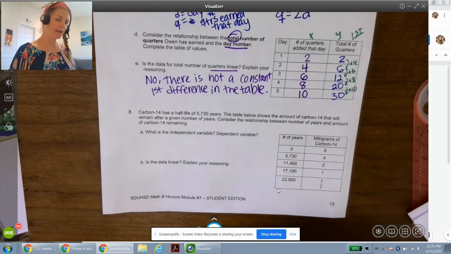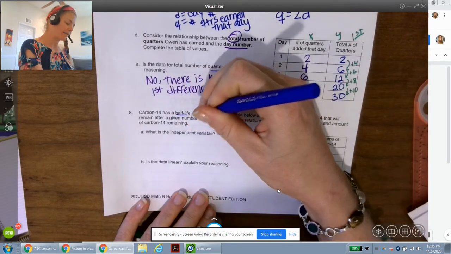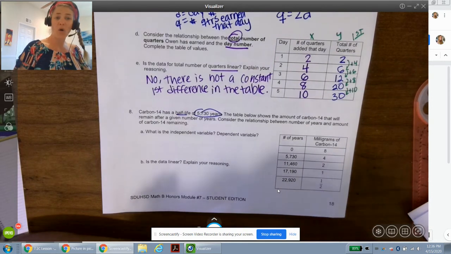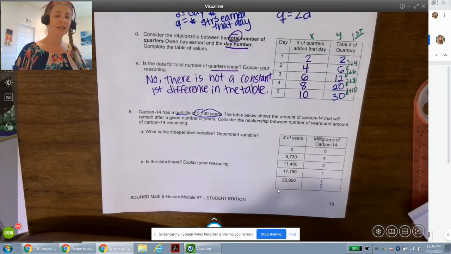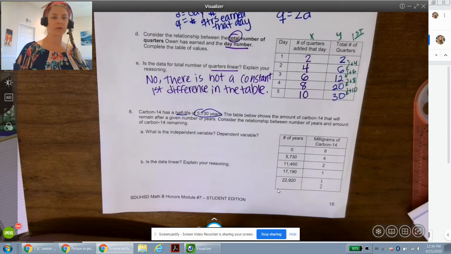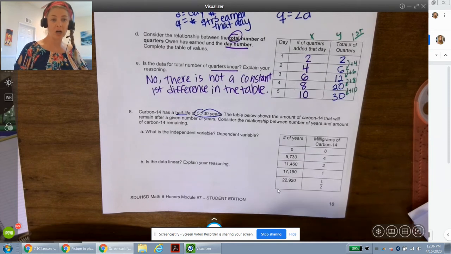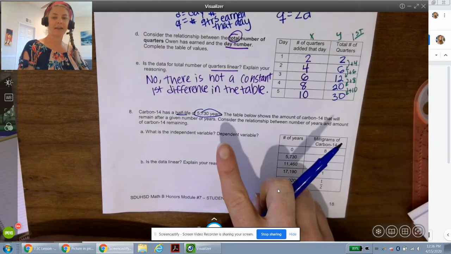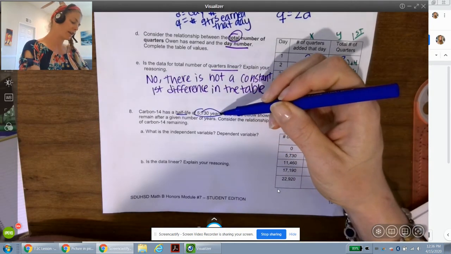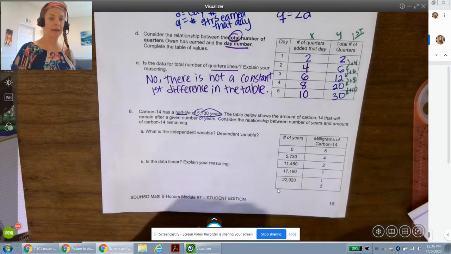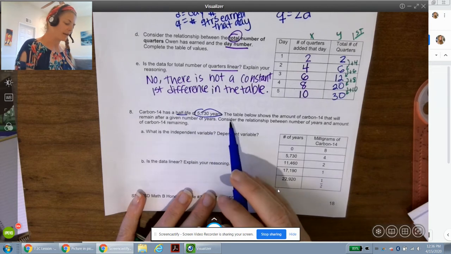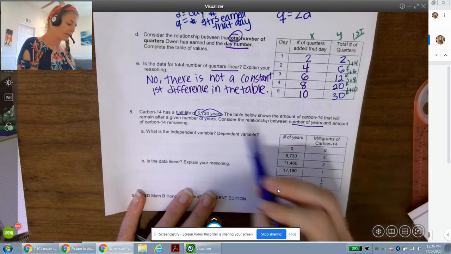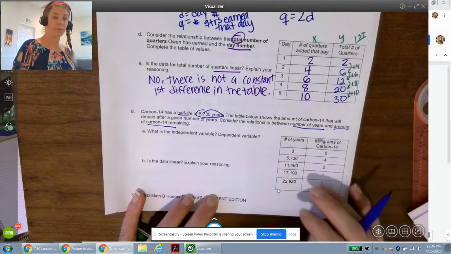So your choice. Carbon-14 has a half-life of 5,730 years. Everything in the whole entire world is made of carbon. And one way that we can figure out how old super old things are, like bones they find or important documents, fossils, is carbon dating. And if it has a half-life, it means that every 5,730 years, the amount of carbon there is going to decrease by a half. So the table shows the amount of carbon-14 that will remain after a given number of years. Consider the relationship between the number of years and the amount of carbon-14 remaining.